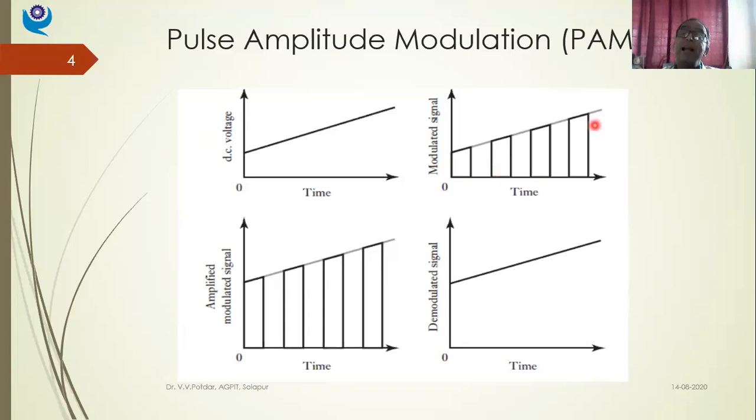Now this band of pulses is amplified. So whatever the size of the amplitude was, now it is amplified. It was just a modulated or chopped signal. Now it is an amplified modulated signal. Can you see the increase in height? So the amplitude is increased. So this chopped or modulated signal is amplified, right?